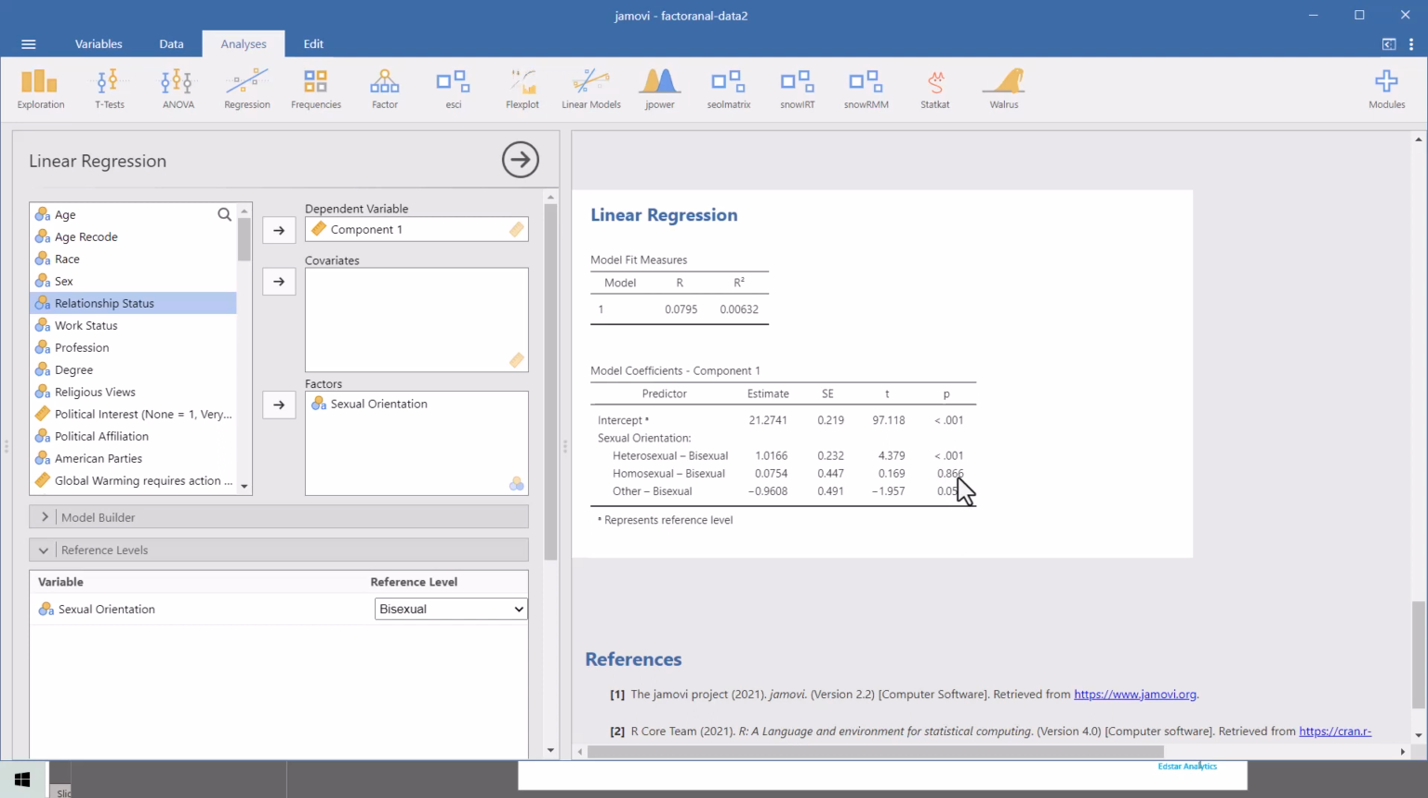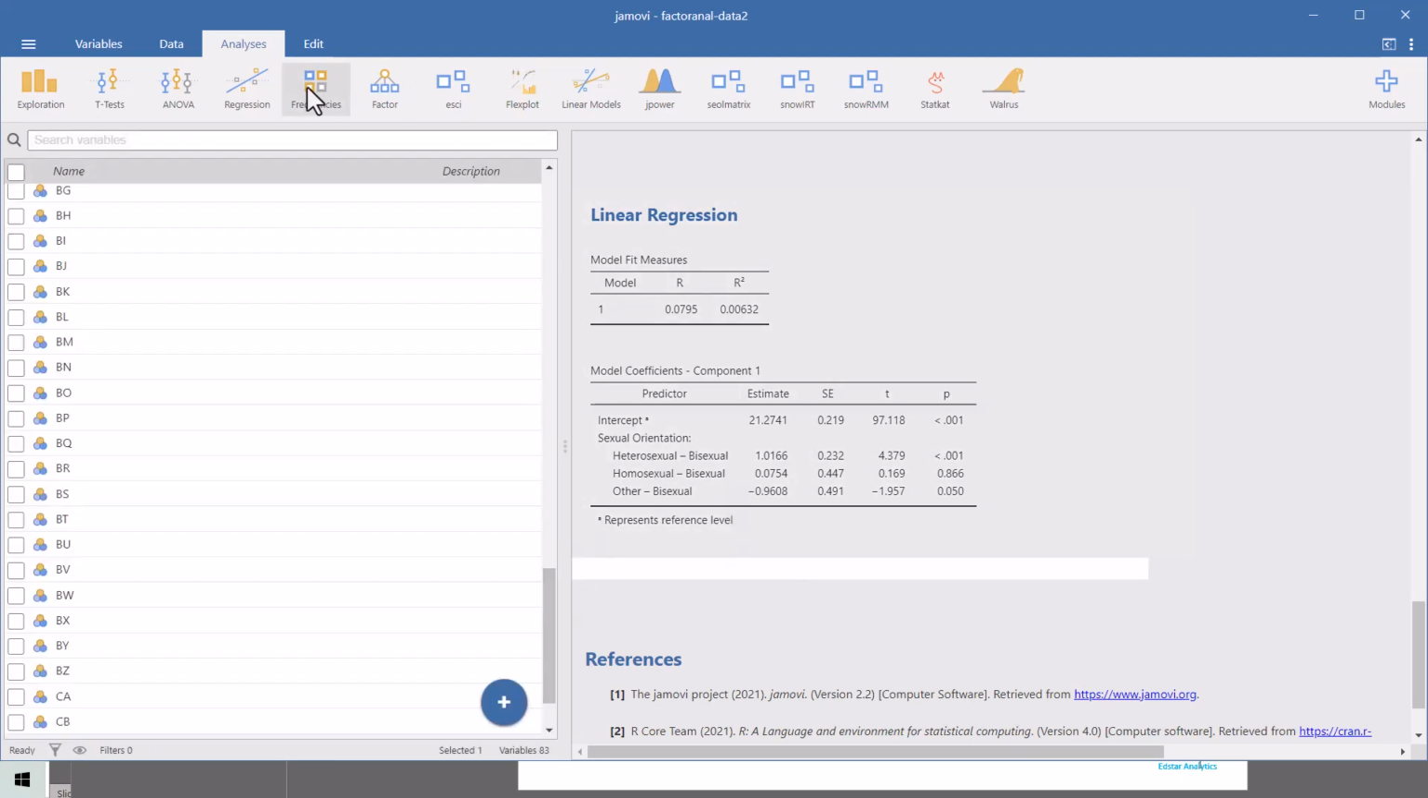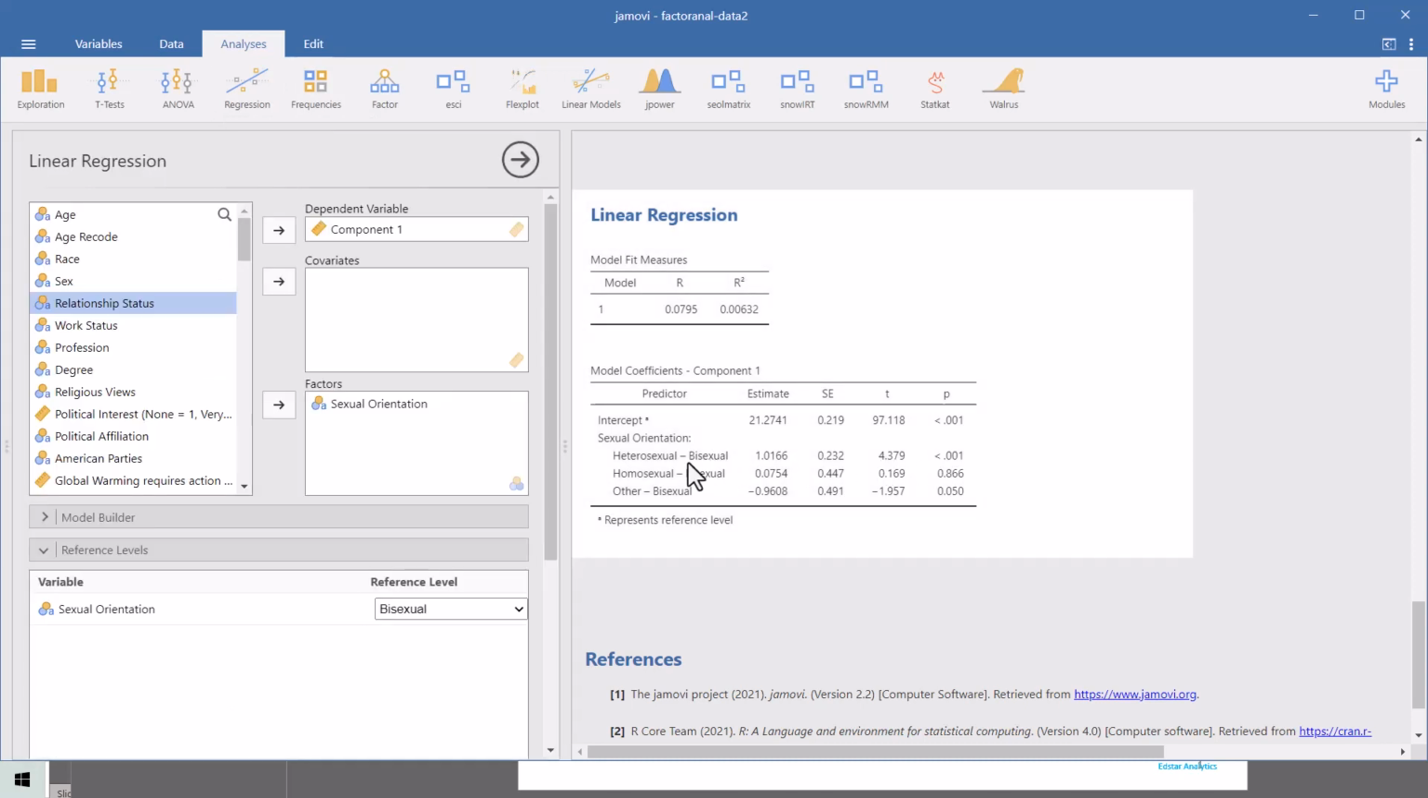And here, the fact that this number is so high, 0.866, we're comparing to bisexual. And you can compare to whatever you want by changing the reference level. I have to click back in there. Okay. Heterosexuals' satisfaction level is significantly higher, and it's statistically significant because the p-value is 0.001. Homosexuals are not at all, they're the same. There's no difference in their satisfaction levels. And other is less satisfied than bisexual, and it is statistically significant, not as significant as this, but you choose the significance levels, and some people choose p less than 0.05.